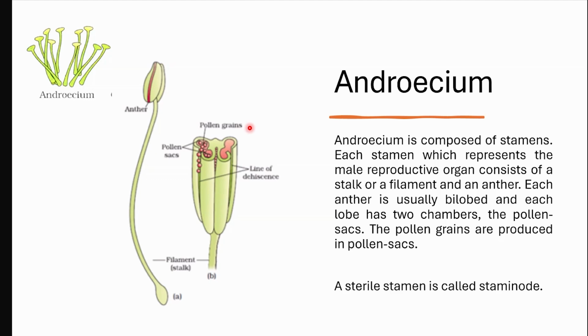If the stamen is sterile, what does it mean? It will not have pollen grains. It will not produce a male reproductive unit. Such a sterile stamen is known as a staminode. Instead of stamen, it is known as staminode.